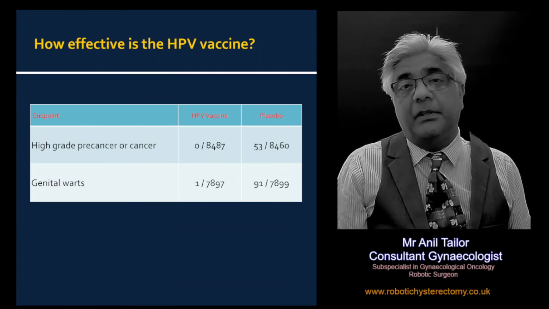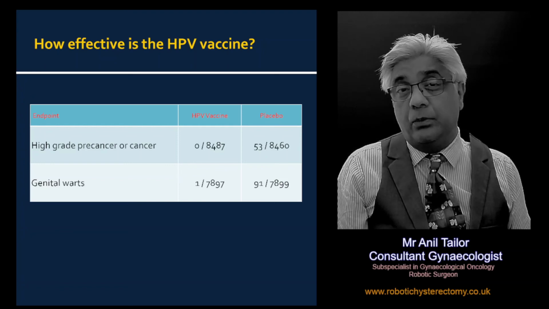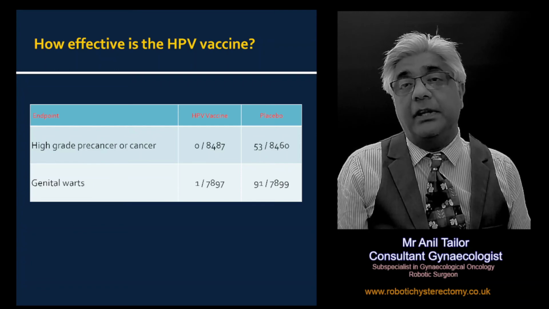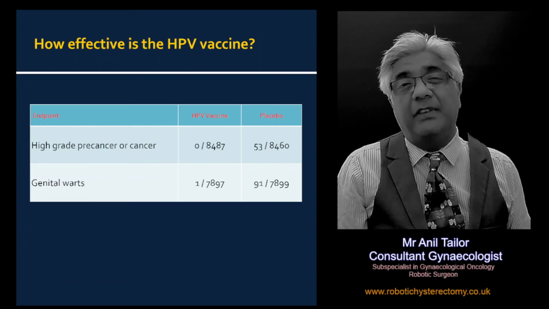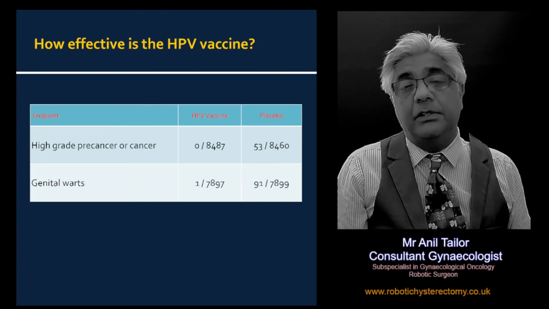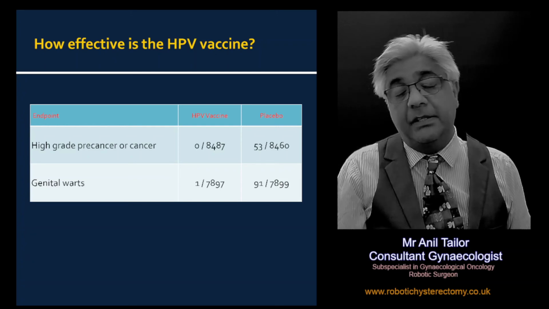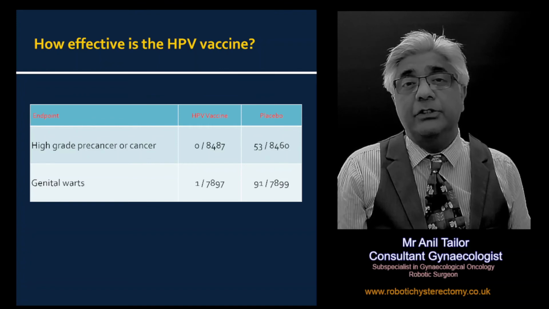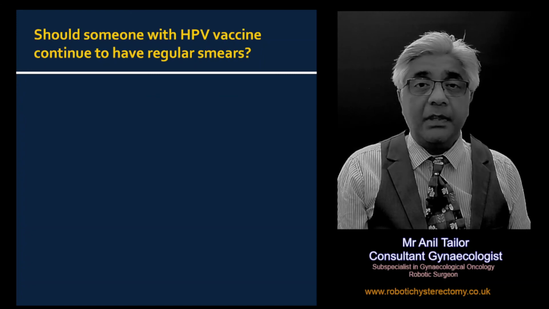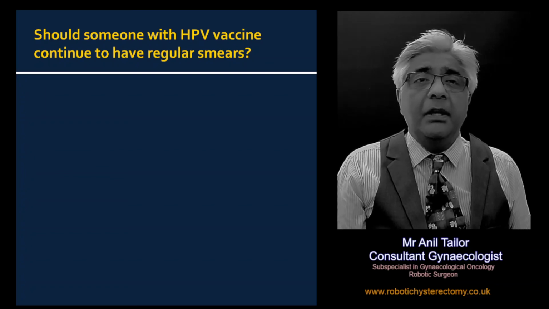And with Gardasil, which included the protection against the genital warts, once again, it was fairly impressive protection. So it went down from 91 out of roughly 8,000 to 1 in roughly 8,000. So that is very, very good protection against genital warts and indeed high-grade precancer and cancer. So that was what was so convincing about the vaccine and why it is now very much in use.